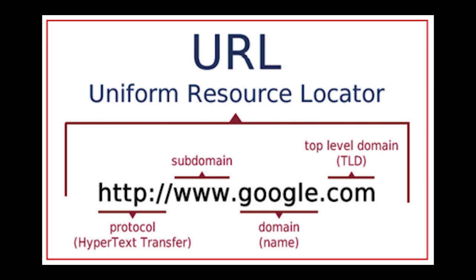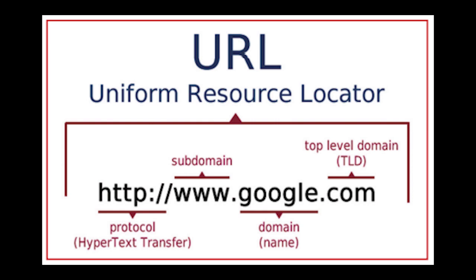HTTP colon double slash, that is the protocol, the hypertext transfer protocol. And www is there, that is the subdomain. And Google, that is the domain name. And .com we saw here, that is the generic domain name. So here they have given us the top level domain, that is TLD.